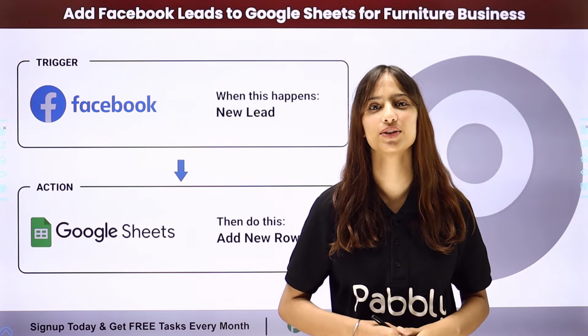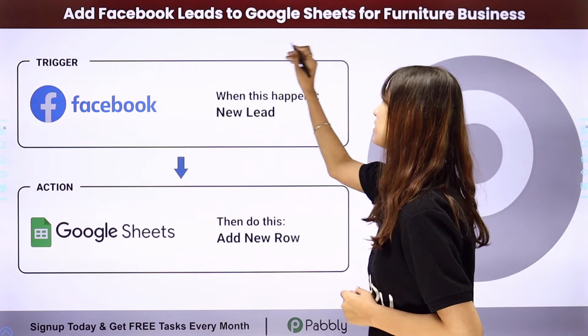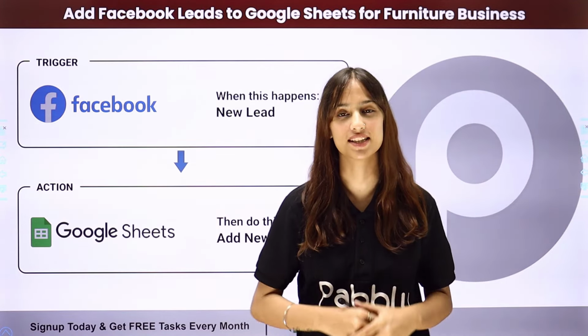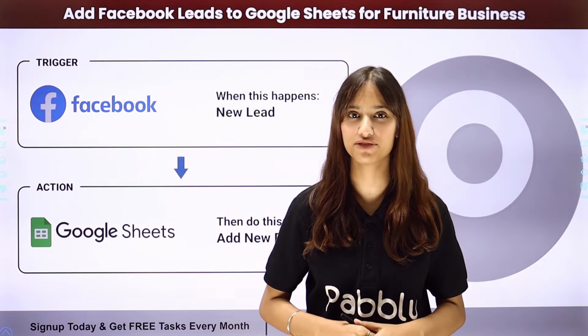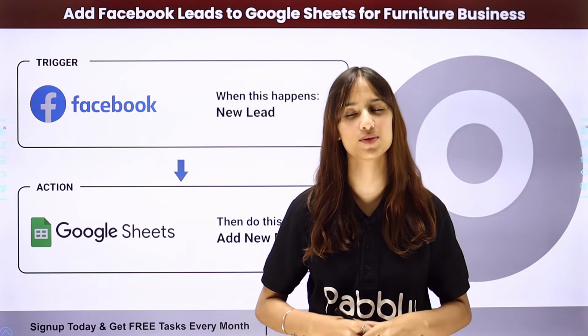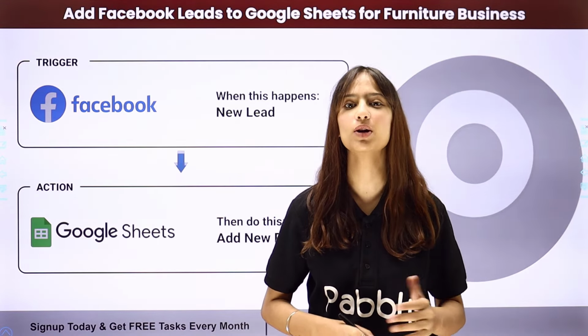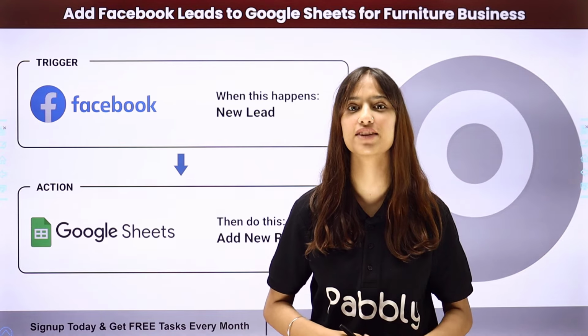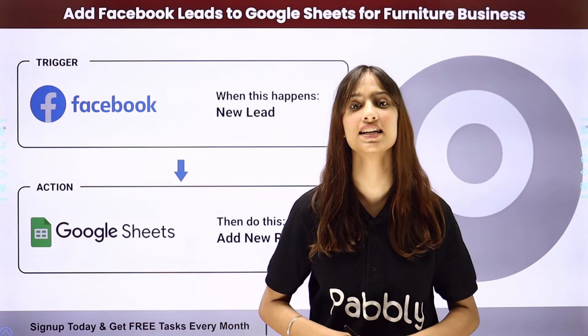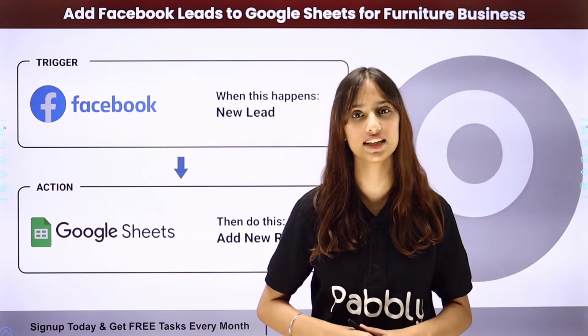So in today's video we are going to understand how to add Facebook leads to Google Sheets for furniture business. So here let's assume that I have a furniture business and to promote it I'm using Facebook lead ads. So here my objective is that whenever I'm going to receive a new lead through Facebook lead ads, then I want to add the lead details in a Google Sheet.